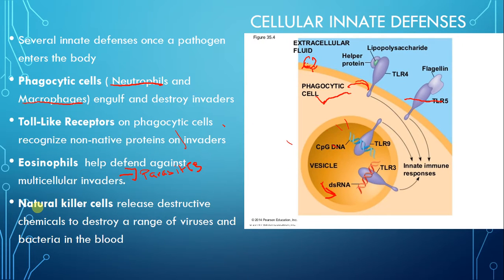Here is a picture of a toll-like receptor. Toll-like receptor 5 binds to flagellin in bacterial flagella, and toll-like receptor 4 binds to lipopolysaccharide that's found in bacteria. These toll-like receptors stimulate vesicular formation, or endocytosis, of that pathogen to destroy it.